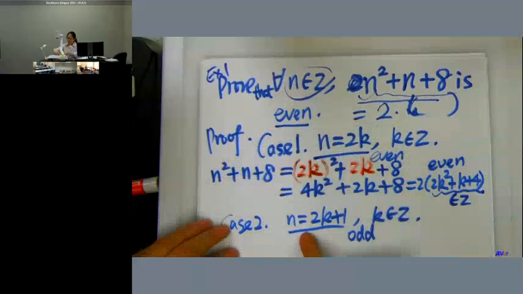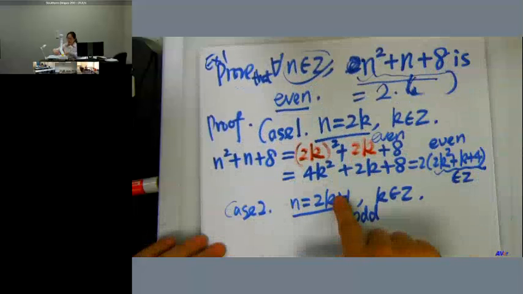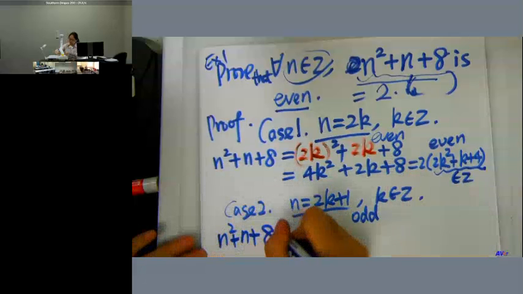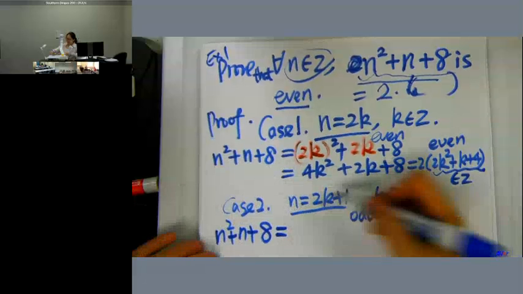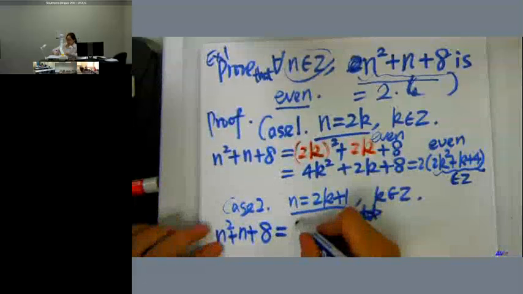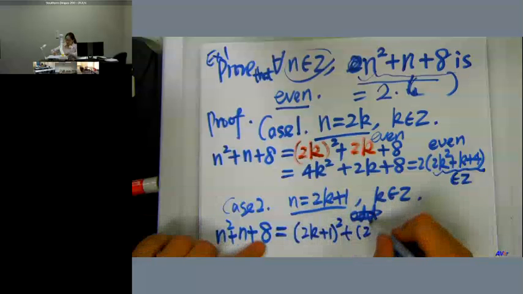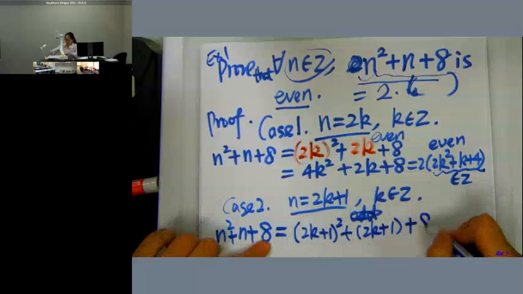Don't forget the problem tells us to prove for any integer. So we're going to try to see, what if n is odd? If n is odd, can we still show n squared plus n plus 8 is still even? So we're going to plug 2k plus 1 in there. So replace n with (2k plus 1) squared plus 2k plus 1 plus 8.